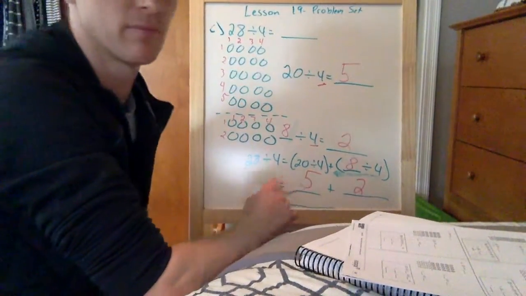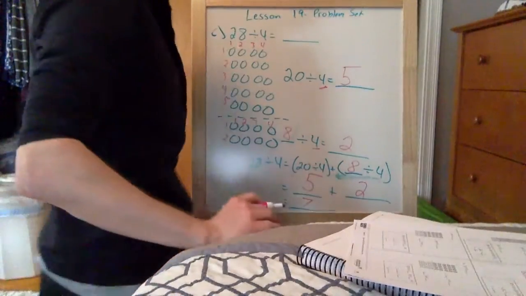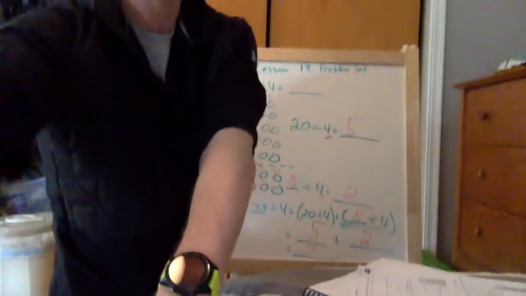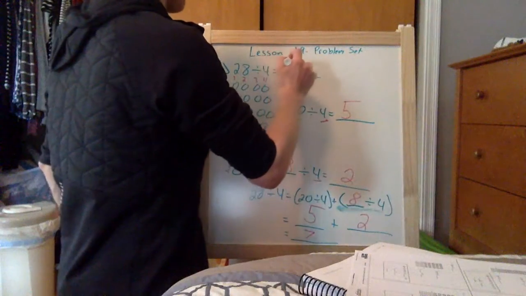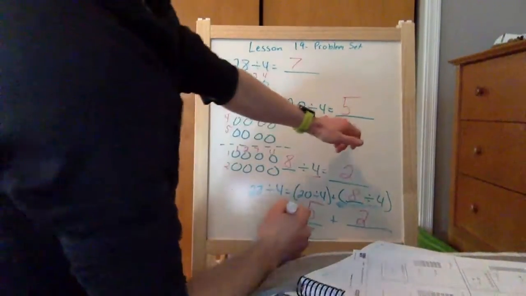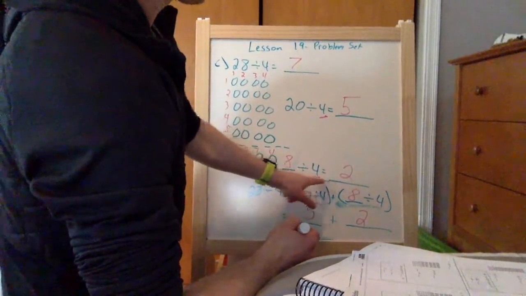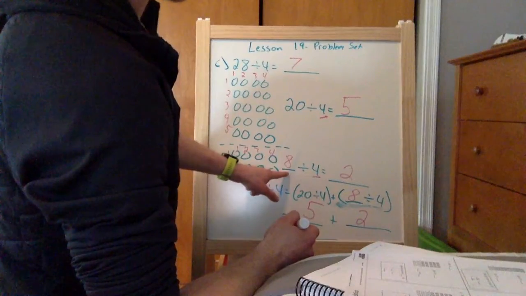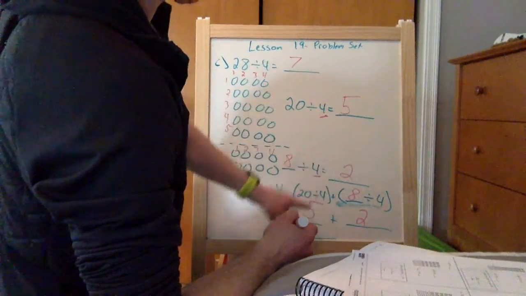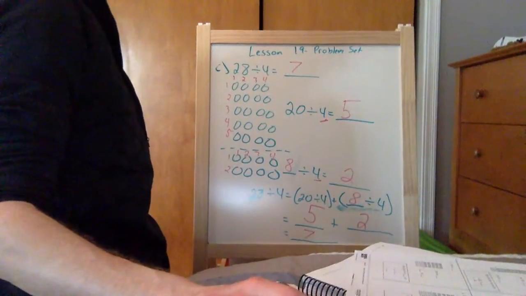5 plus 2 is 7. And remember, we have to go back up to the top and fill it up here. 28 divided by 4 is 7. And then, like I said, you can check it. 5 times 4 equals 20. Yep. 2 times 4 equals 8. Yep. 5 plus 2 equals 7. Yep. Okay, that's letter C.